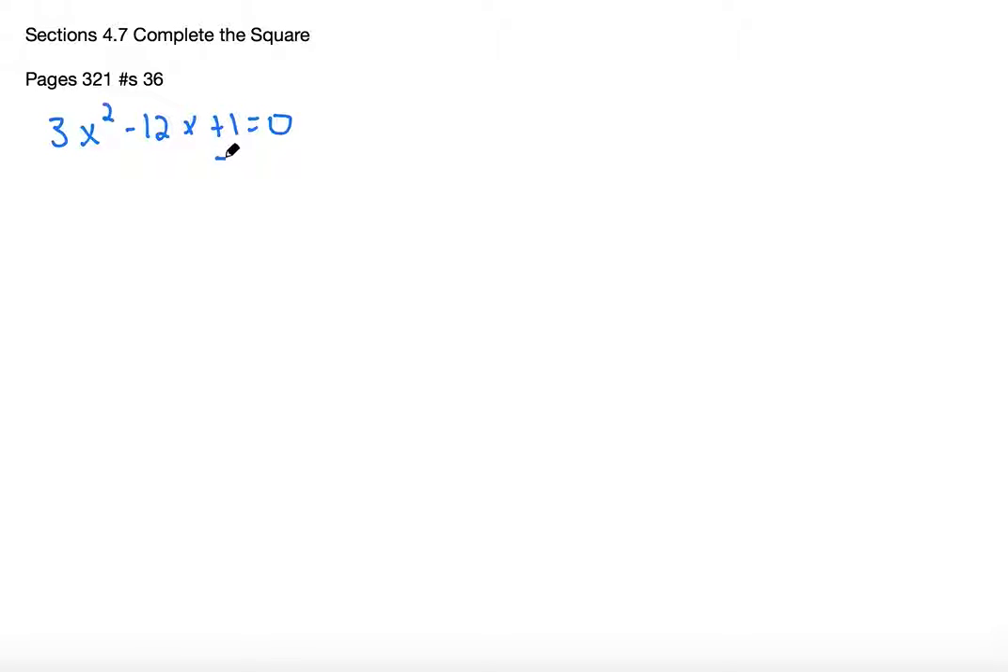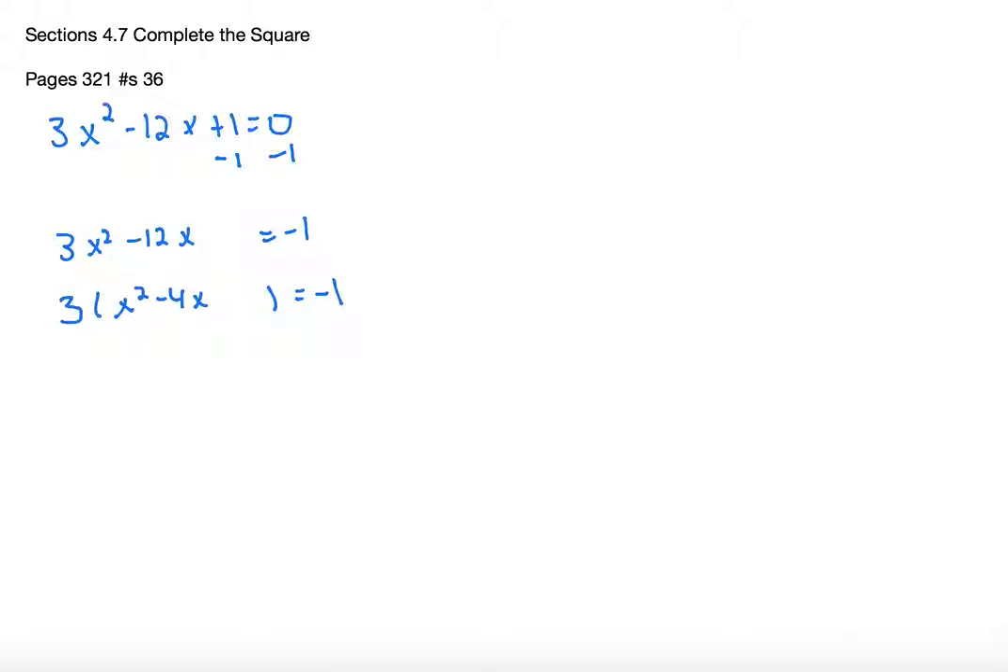So to do that, the very first step is we're going to move any numbers over to the right-hand side. So we have 3x squared minus 12x equals negative 1. Now, if you have a coefficient in front of your squared term, you can't have that for complete the square. So the first step you must do is factor that out. So you have x squared minus 4x equals negative 1.